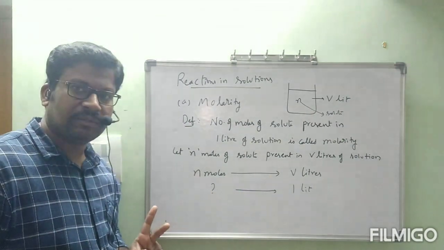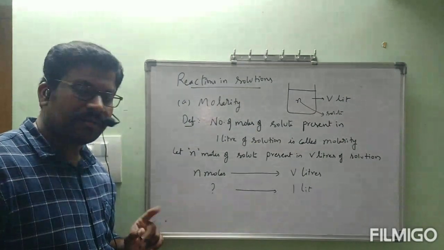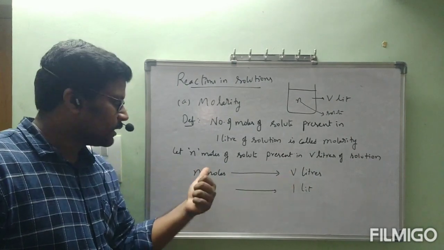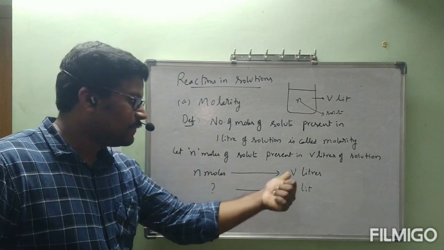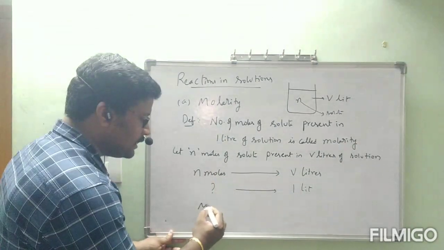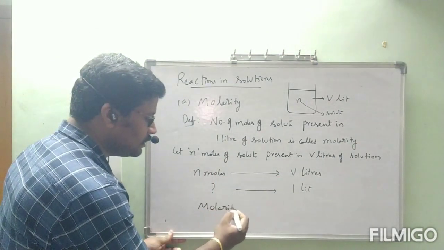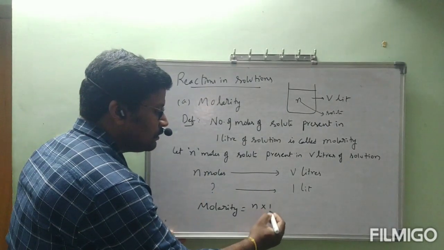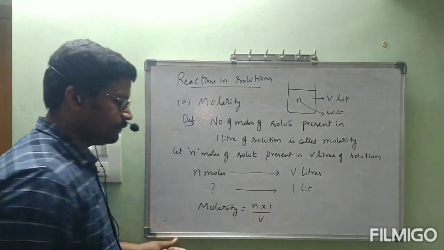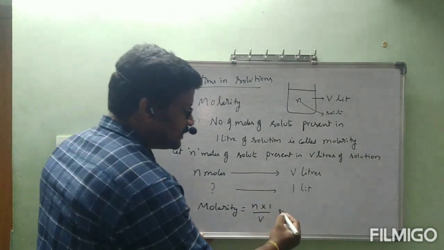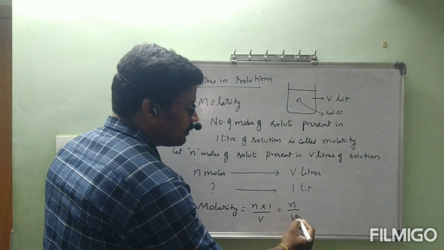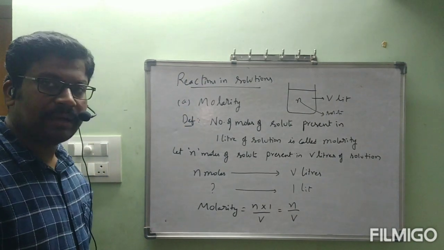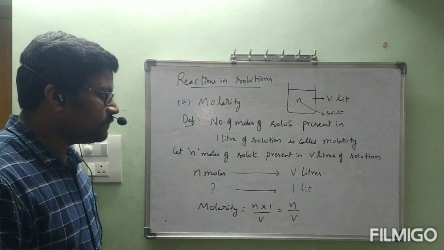Now this question mark is calculated by cross multiplying these two and dividing by V. Cross multiplying n and 1, divided by V. So this question mark is nothing but molarity only. Molarity is equal to n into 1 divided by V, which implies it is equal to n by V. What is the formula of molarity? n by V.